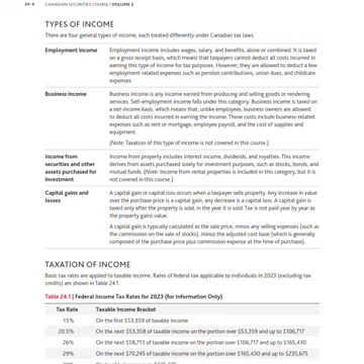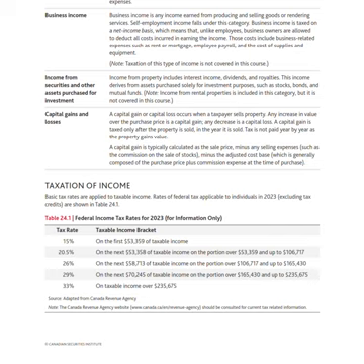A capital gain is typically calculated as the sale price minus any selling expenses, such as the commission on the sale of stocks, minus the adjusted cost base, which is generally composed of the purchase price plus commission expenses at the time of purchase.